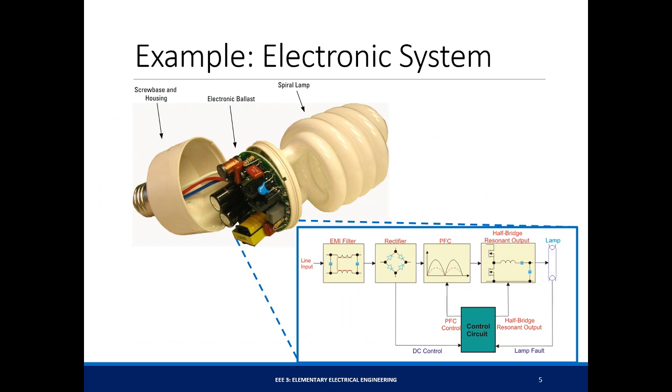Another example of an electronic system is this simple light bulb, which is actually composed of a lot of components, as you can see here. And these are the parts of the light bulb. Each of these parts can be represented by a circuit interacting with one another.